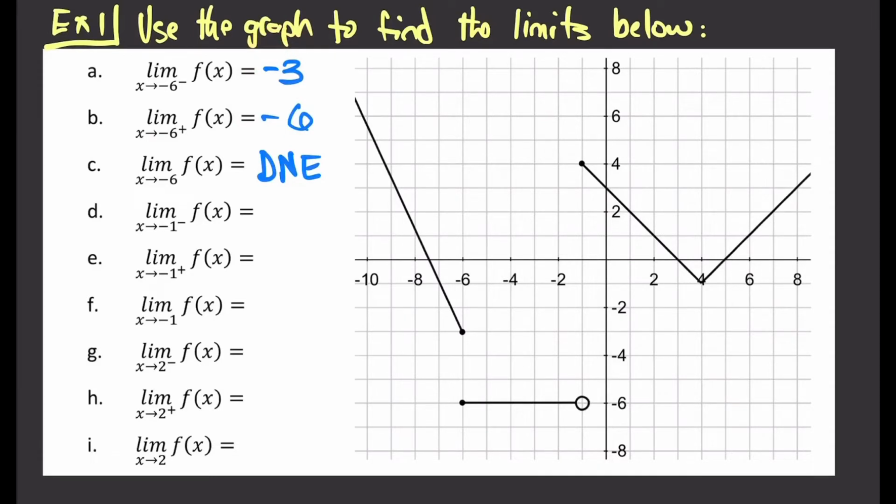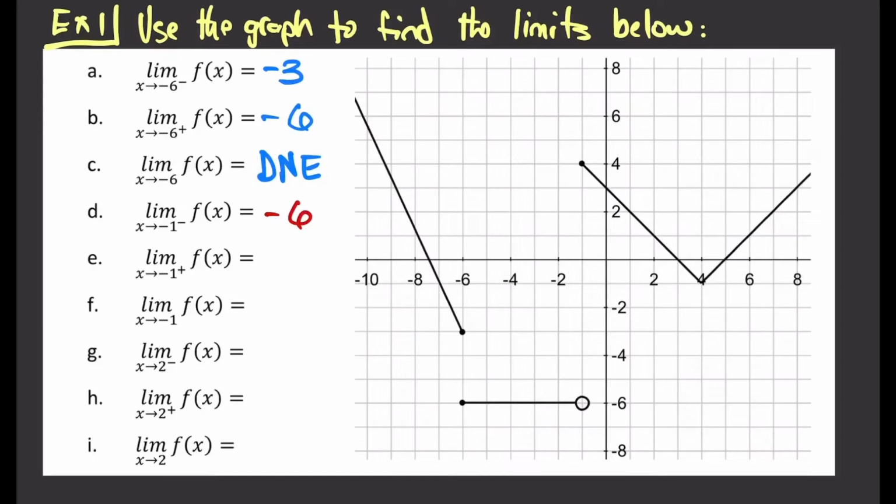All right, let's try a couple more. So this one here, we're going to approach negative 1 from the left. So, all right, approaching negative 1. Nope, not there yet. Coming down here, approaching negative 1 from the left. Now, I don't care if this is an open circle or a closed circle. It's what you're pointing to. So I'm pointing to negative 6, which means that limit is negative 6.